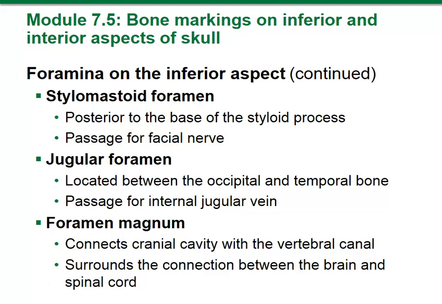The jugular foramen is between the occipital and temporal bone, and as you might imagine, it has to do with the jugular vein. In this case, the internal jugular vein. The internal jugular vein is one that goes into the brain. External jugular outside. Foramen magnum is that large opening at the bottom of the occipital bone. This forms a vertebral canal, and of course that's a connection of the brain to the spinal cord.